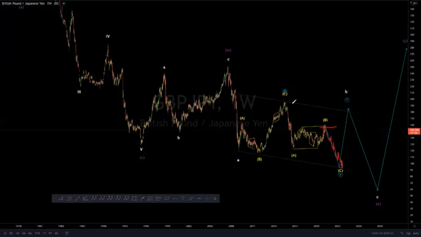This move to the downside, this is the one here, A here. We are looking at this here. This corrective structure is a wave B, and we'll be looking for this wave C before we can expect to get this move to the upside here.